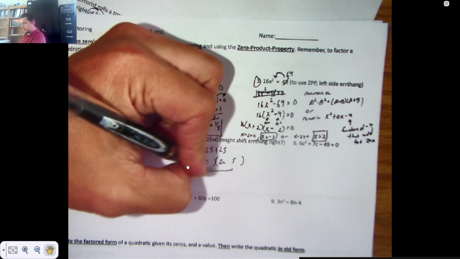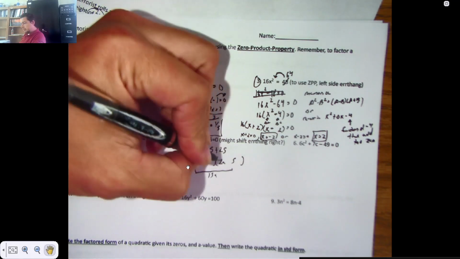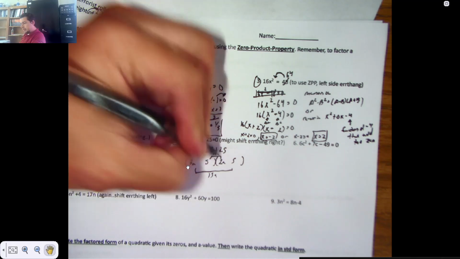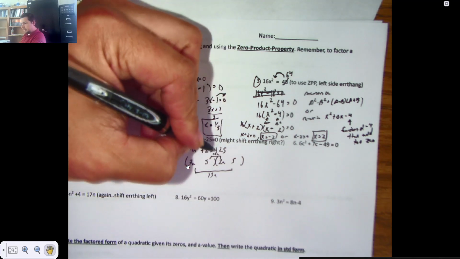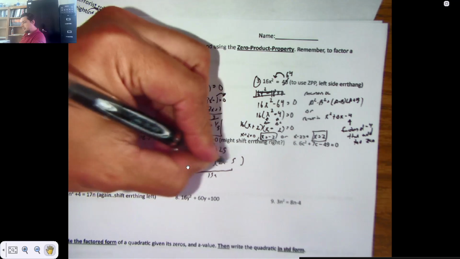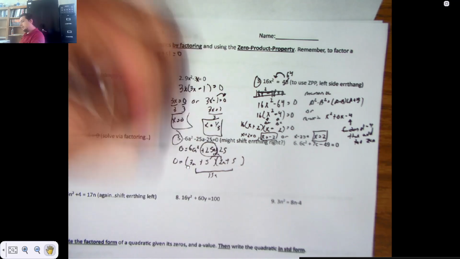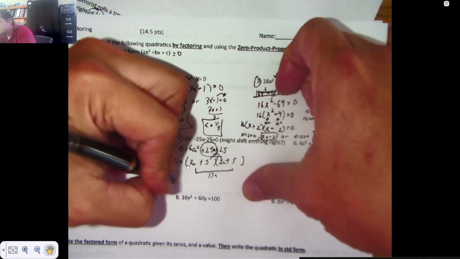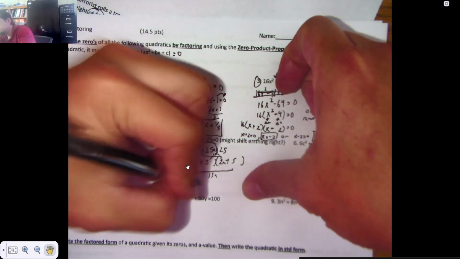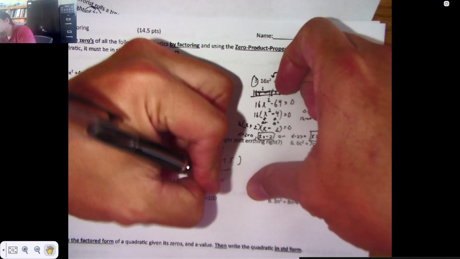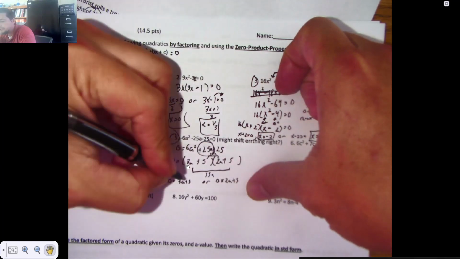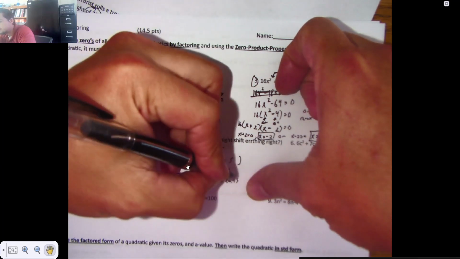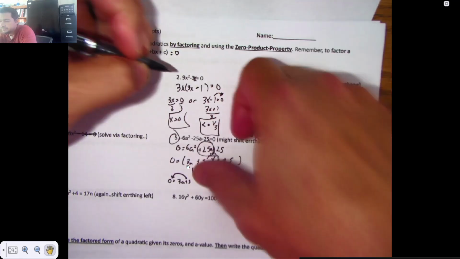That's 15a. That's 10a. And that's my goal. My goal is 25a plus plus. Quantity is still equal to 0, so now I get to use zero product property. 0 is 3a plus 5, or 0 is 2a plus 5. These are both two-step equations. We subtract, and then we divide.